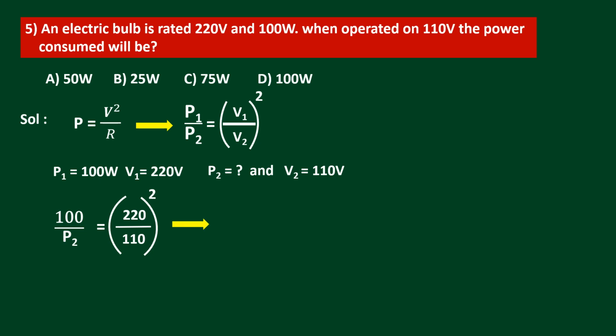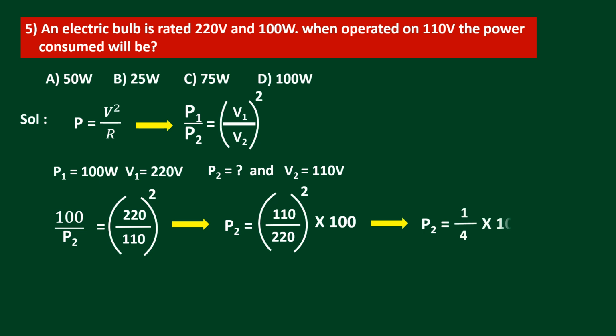So this can be simplified as P2 is equal to 110 by 220 whole square into 100. Further simplification, we get P2 is equal to 1 by 4 into 100. Finally, we get P2 as 25 watts. Now, let us move to another question.